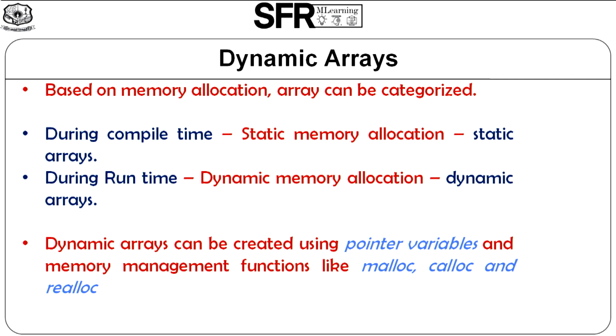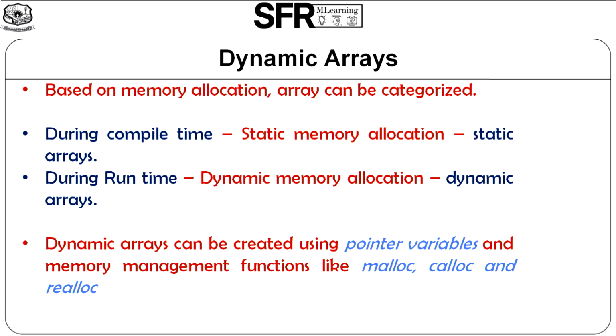Last, dynamic arrays. Based on memory allocation, arrays can also be categorized. In that categorization there are 2 types. One is static memory allocation, the other is dynamic memory allocation. Static memory allocation means the memory for the particular array will be allocated during compile time itself, and it is called static memory allocation. Such arrays are called static arrays.